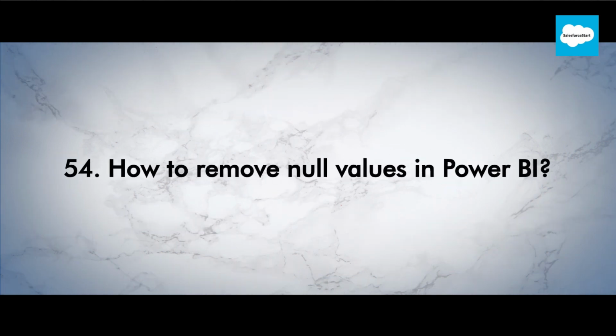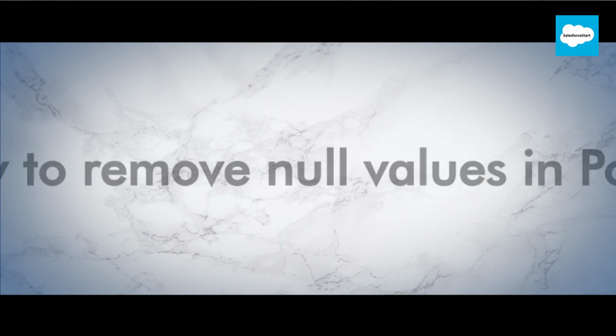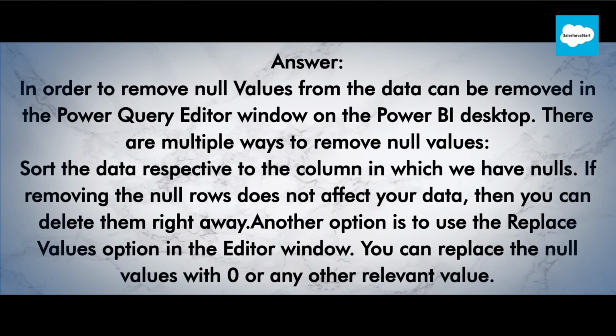54. How to remove null values in Power BI. Answer. Null values can be removed in the Power Query Editor window on the Power BI desktop. There are multiple ways to remove null values. Sort the data respective to the column in which we have nulls. If removing the null rows does not affect your data, then you can delete them right away. Another option is to use the Replace Values option in the editor window. You can replace the null values with 0 or any other relevant value.